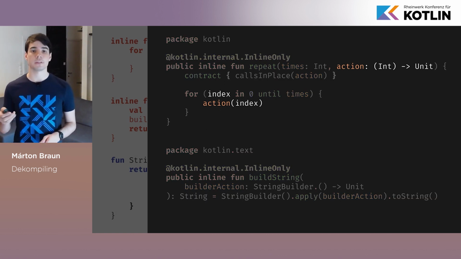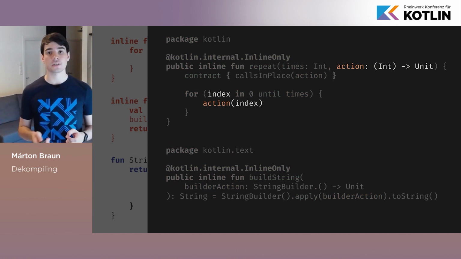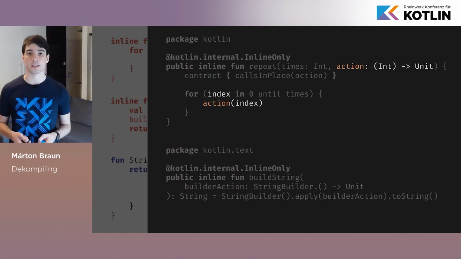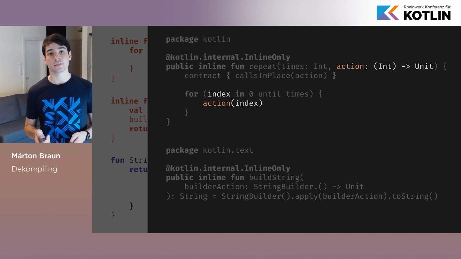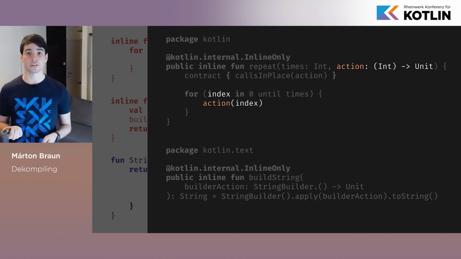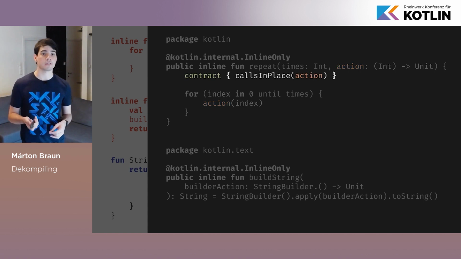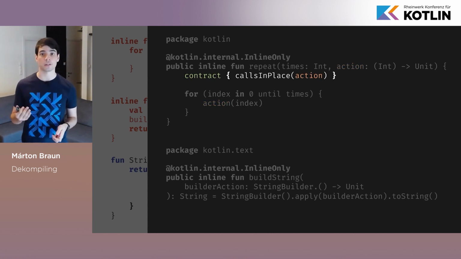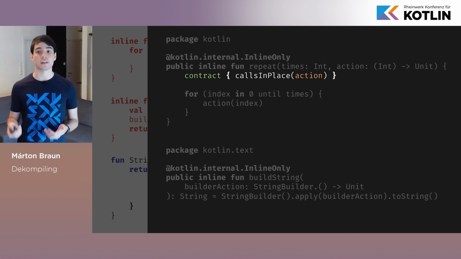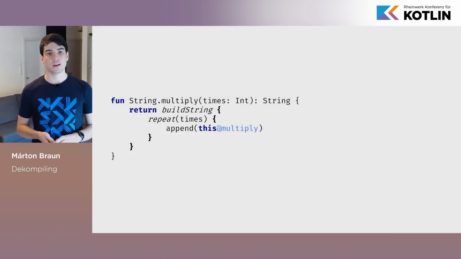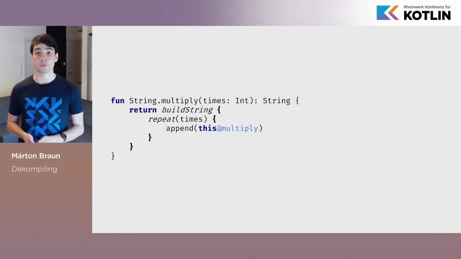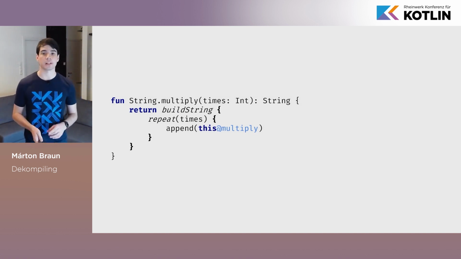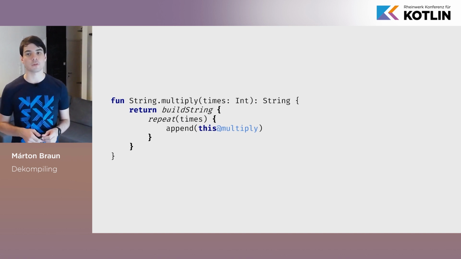So for example, the repeat function takes an extra integer as a parameter for the lambda that you pass in, so that you can use the current index of the iteration if you need it for something. And it also has support for Kotlin contracts to enable you to use it in more scenarios. So you would actually be able to just get rid of both of those helper functions and use the built-in ones like this.